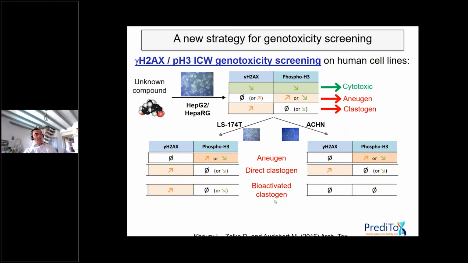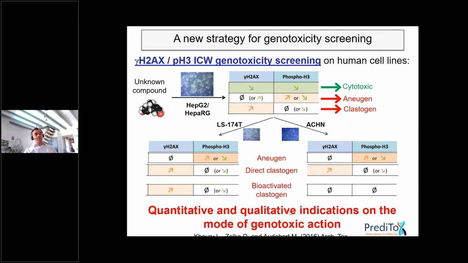But if you have a different result between the two cell lines, and only bioactivation cell lines could have clear results, it could need bioactivation. It could be the case notably for benzo[a]pyrene or some of this type of compound that need phase 1 and phase 2. So with this new strategy, you have a clear quantitative and qualitative indication on the mode of genotoxic action. You can see if it's an aneugen, a clastogen, and if it needs bioactivation or not.